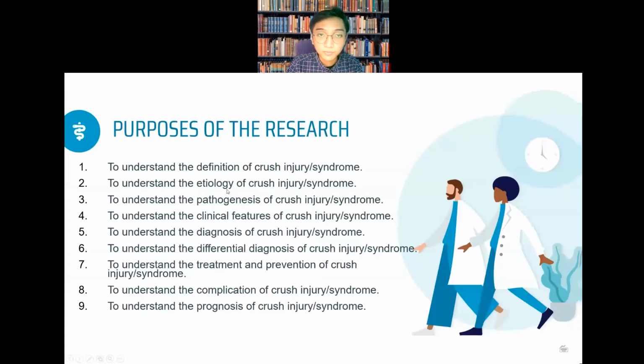The next is the purposes of the research. First is to understand the definition of crush injury or syndrome, to understand the etiology, the pathogenesis, the clinical features, the diagnosis, the differential diagnosis, the treatment and prevention, the complications, and the last is to understand the prognosis of crush injury or syndrome.